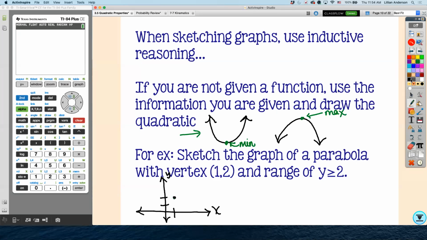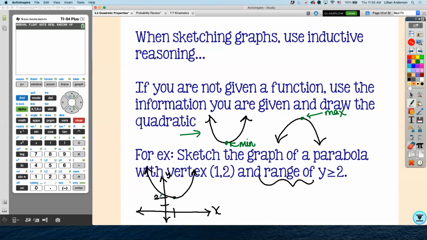So I'm going to use the remaining piece of information. It says the range of this parabola is y greater than or equal to 2. Range relates to my y's. So if y is greater than 2, is this going to be a parabola that opens up, or one that opens down? Up. It's going to open up because all of my y values should be greater than 2. If this is 2, I don't want it to point down, because then all my y values would be less than 2. But using inductive reasoning, what I already know about quadratics and the information they give me, I'm able to draw a sketch of this parabola.